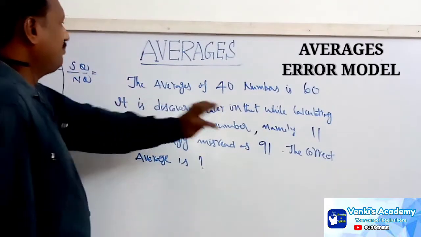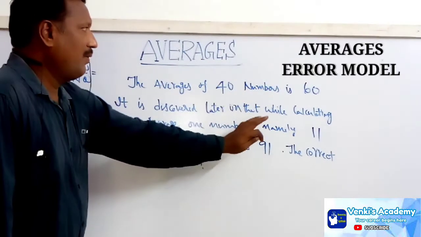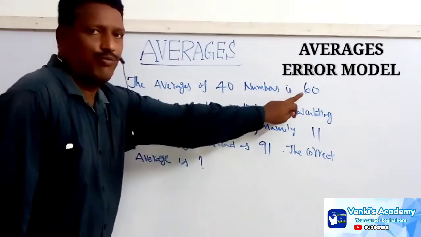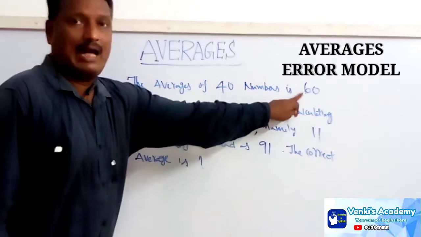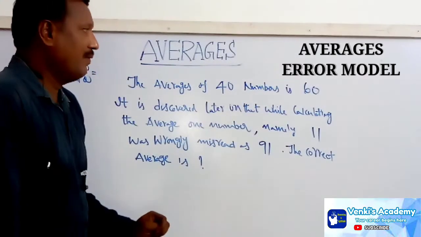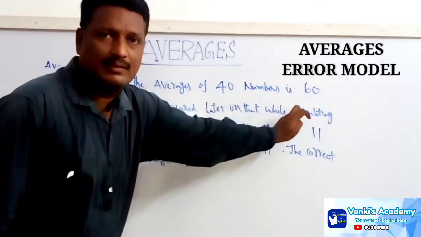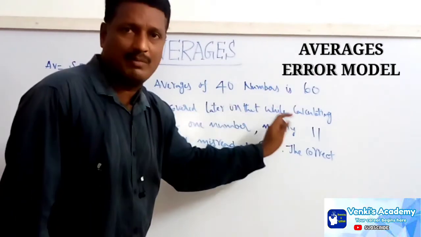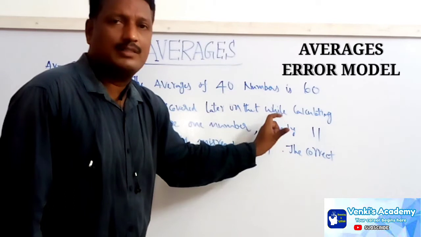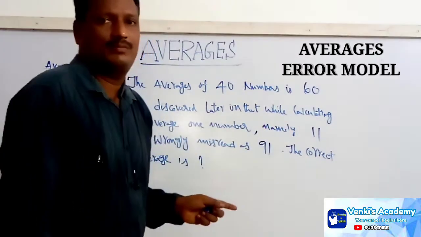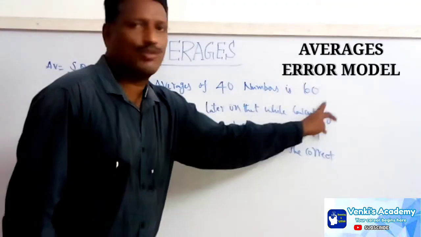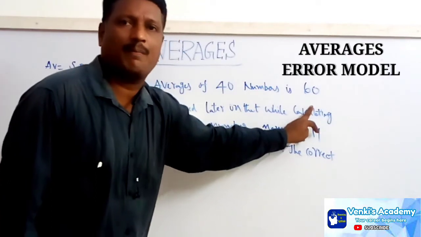Here totally, this 40 is the number, so this 16 is the average. Now here, by mistake, they had made a mistake. Instead of one number, they had taken another number. So this average becomes a wrong average. The 60 is the wrong average.